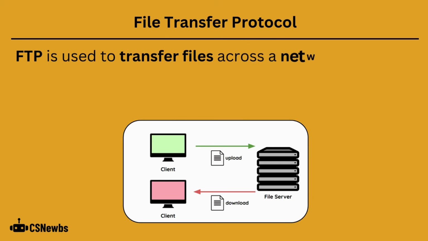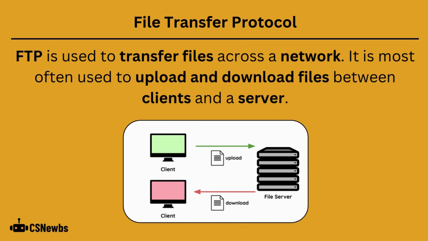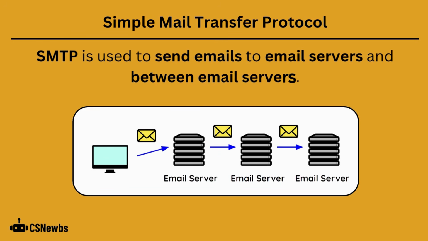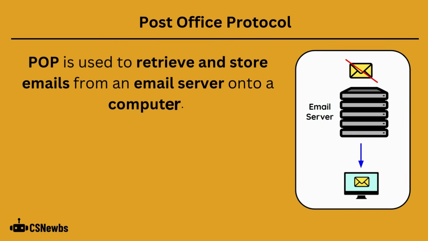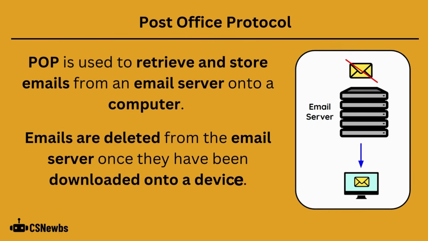FTP is used to transfer files across a network. It is most often used to upload and download files between clients and a server. SMTP is used to send emails to email servers and between email servers. POP is used to retrieve and store emails from an email server onto a computer. Emails are deleted from the email server once they have been downloaded onto a device.